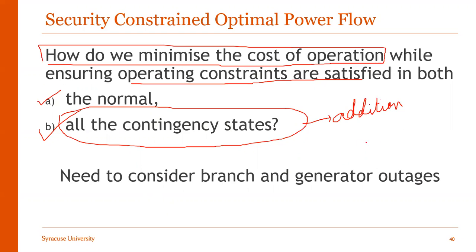So it is required that our system satisfies all the operating constraints and still minimizes the cost of operation even when there are N-1 contingencies. In this case, we are only assuming that either a branch or a generator has been outaged. In the next slide, we will see how we can formulate the optimization problem for SCOPF.